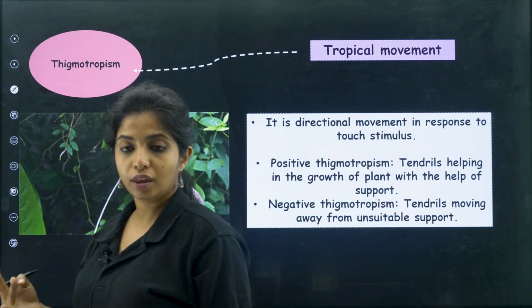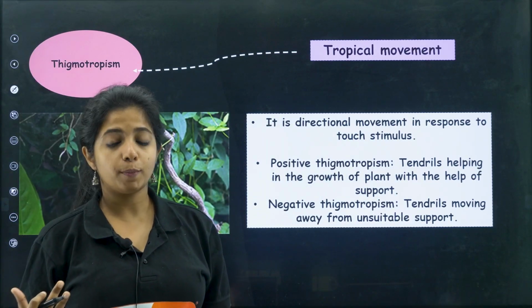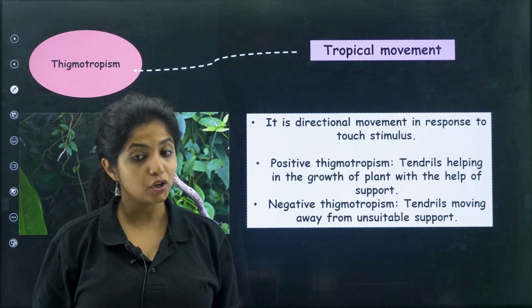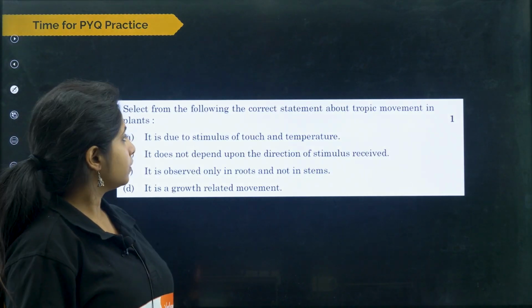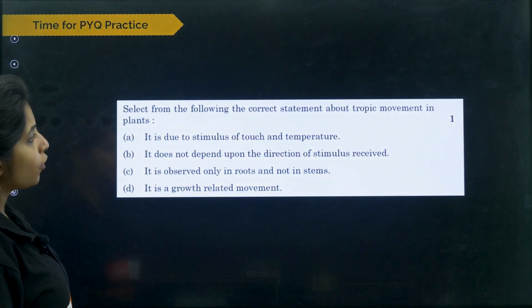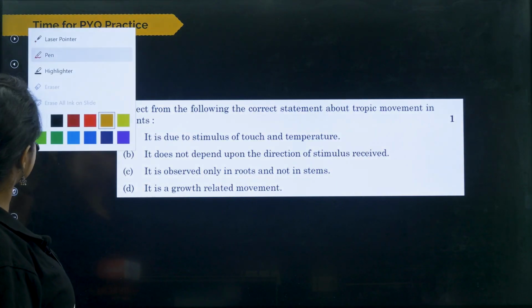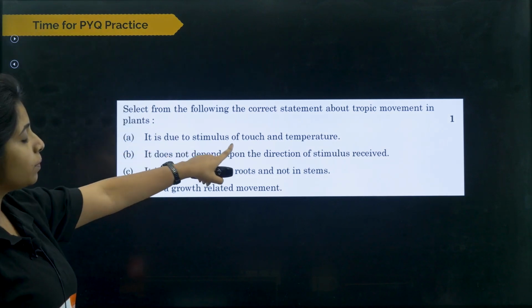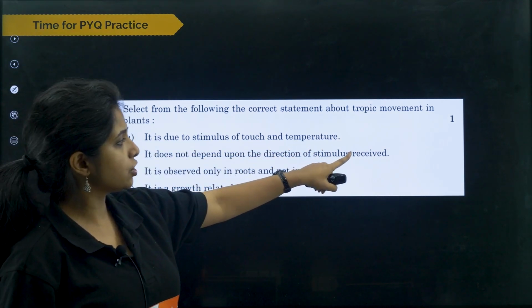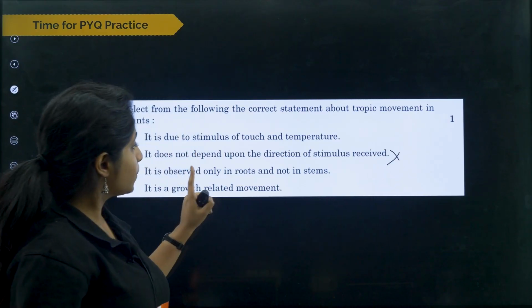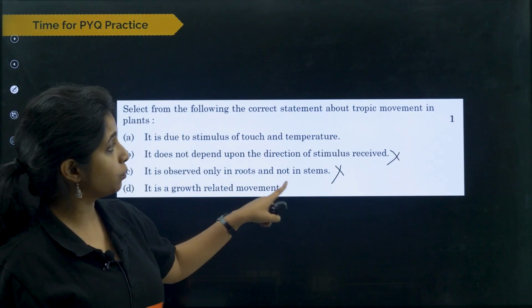So hydro, thigmo, chemo, gravitropism, and then phototropism. These are the examples of tropic movements which are totally controlled by what? The hormones. Now, select from the following the correct statement about tropic movements in plants. Let's see. It is due to stimulus of touch and temperature. It does not depend upon the direction of the stimulus received. It's wrong. It is observed only in roots and not in stems. Wrong. It is a growth related movement.